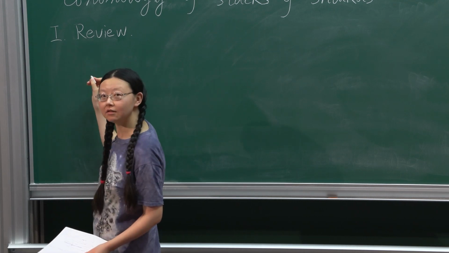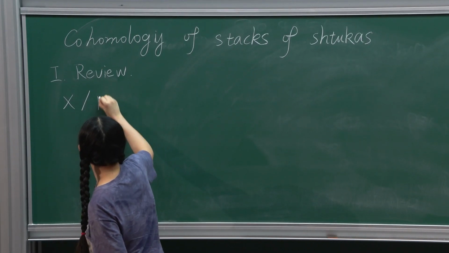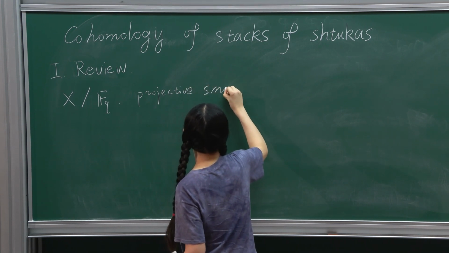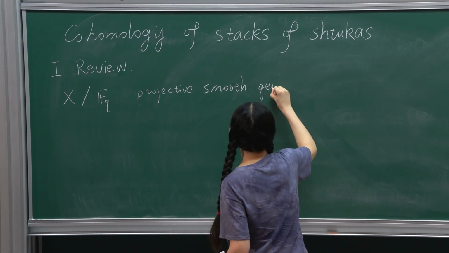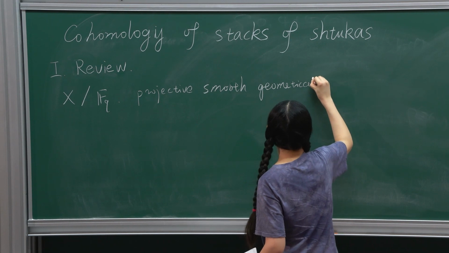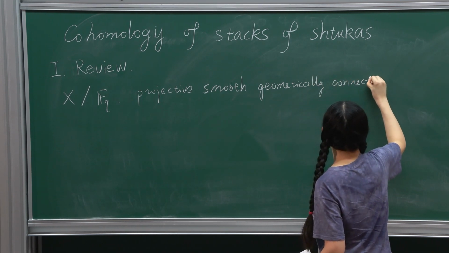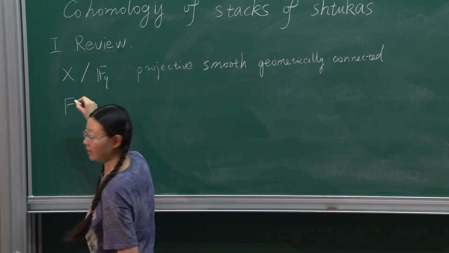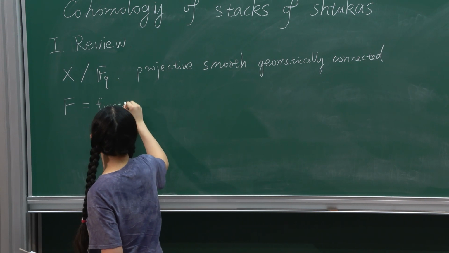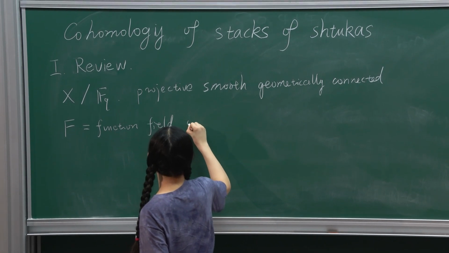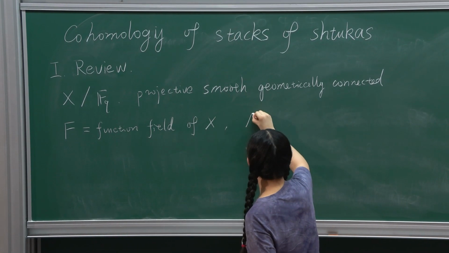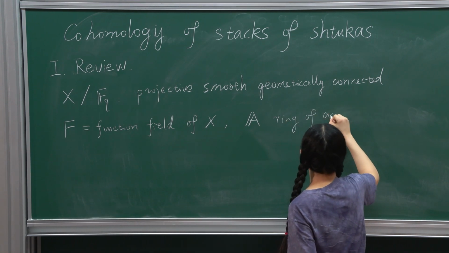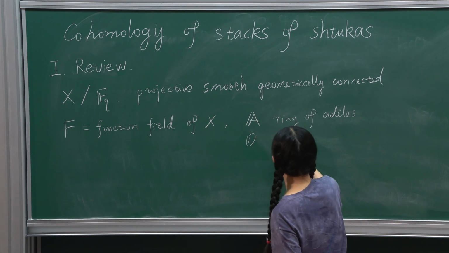So the setting is the same as in Zui Yun's talk. We have a curve, projective, smooth, geometrically connected, over F_q, and we will note F its function field. And we will use the standard notation, so A is the ring of Adele, O is the ring of integral Adele.